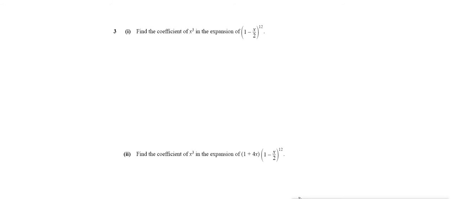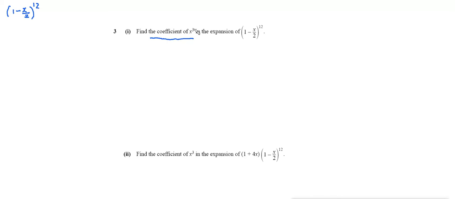Have some past year question. Okay, (1 minus x over 2) is the binomial to the power of 12. Now, the question asks for the coefficient of the x3 term. Okay. So what we're going to do is we're going to find the x3 term first.